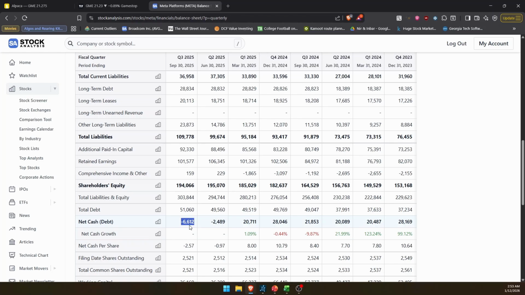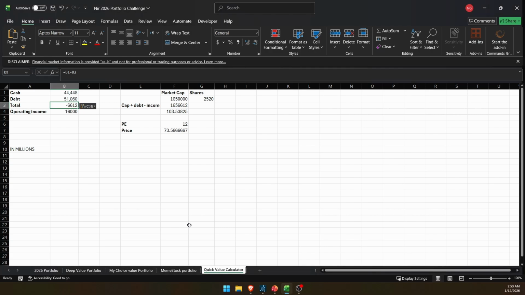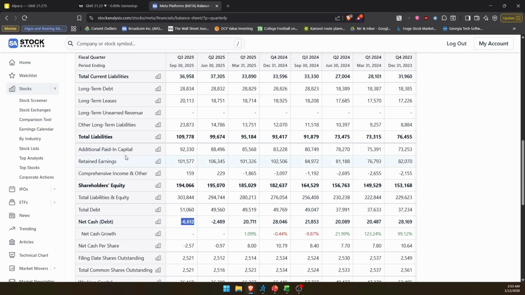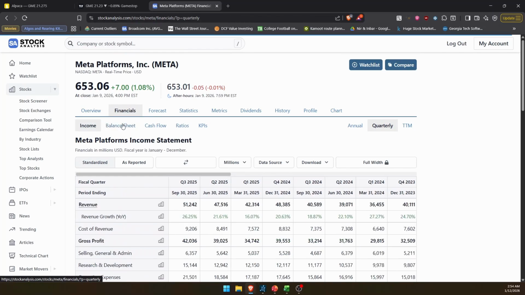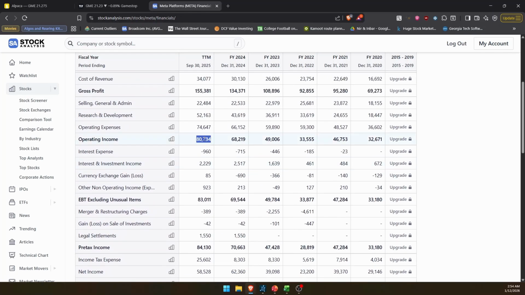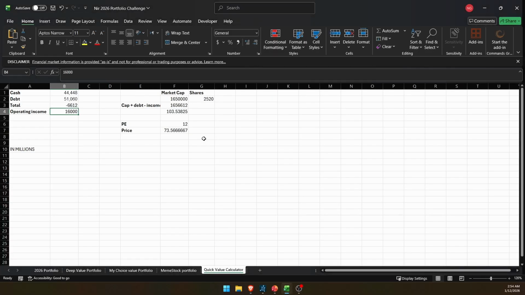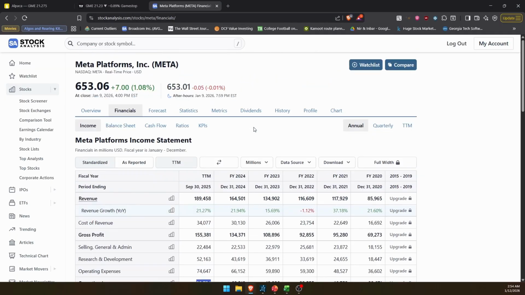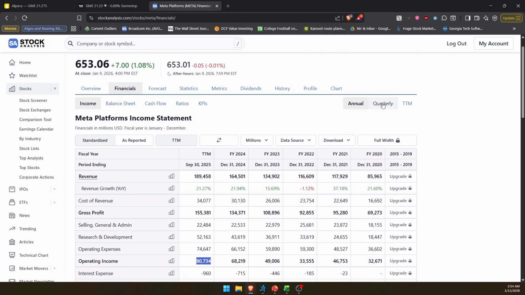I could just take this, but I prefer not to do it this way. I prefer to do it manually just to make sure I'm not missing anything. And then I look at the operating income, which should be here. Yeah, operating income. 80 million. And then, so for the PE, this is more of an art than it is science.